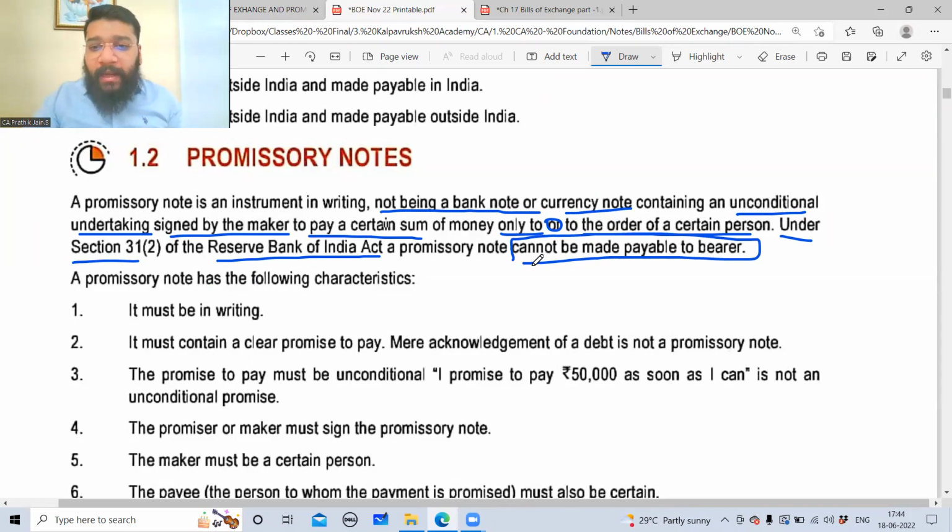So now you may get a question that a promissory note can be made payable to bearer. True or false? False. Reason, as per section 31 subsection 2 of RBI Act, a promissory note cannot be made payable to the bearer. This sentence is important.